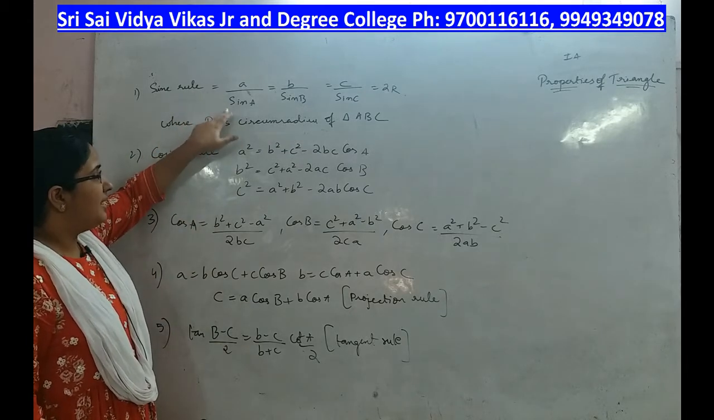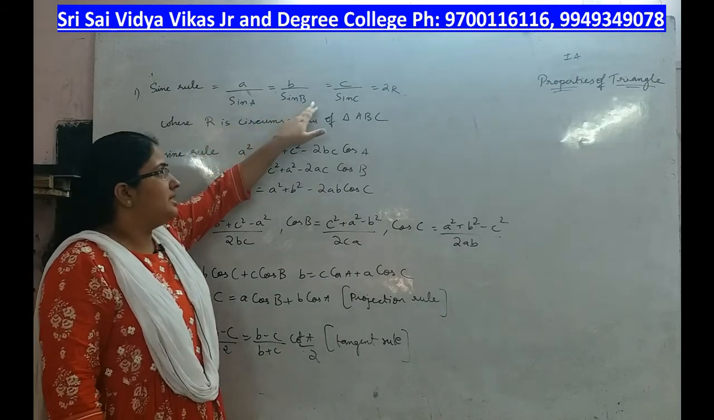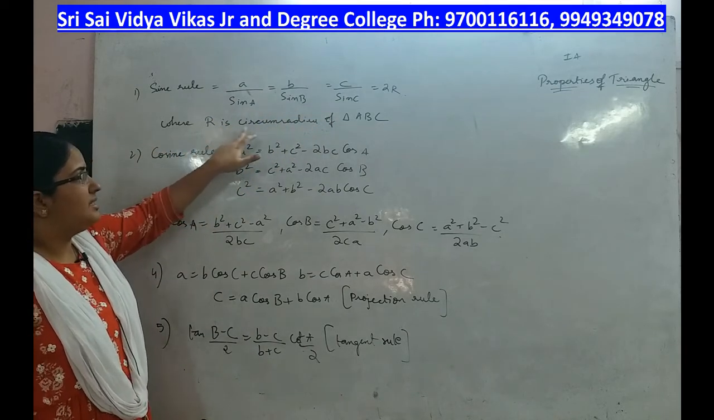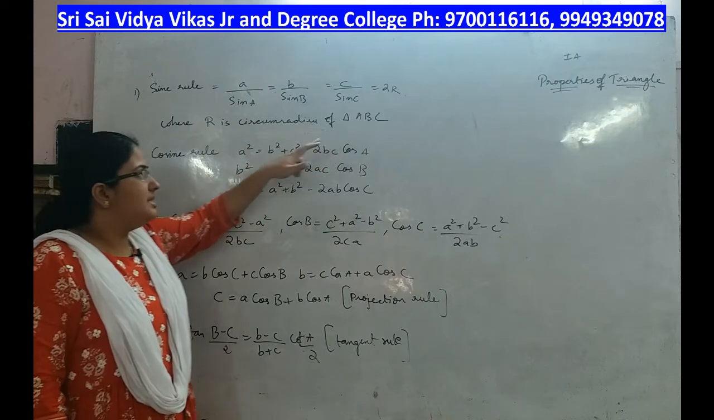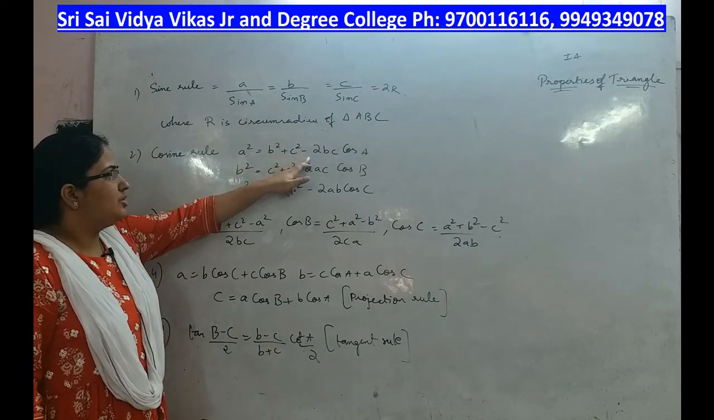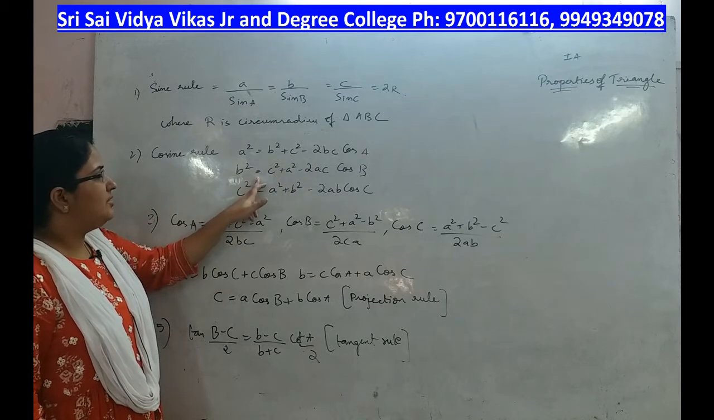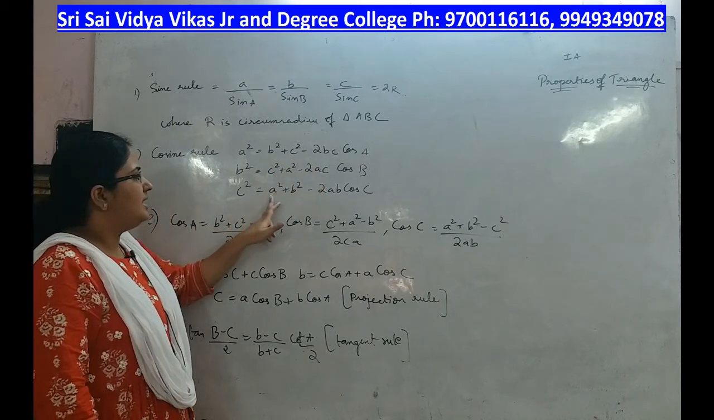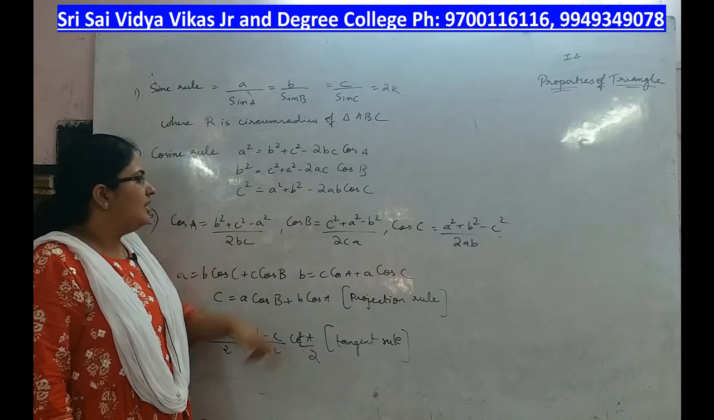Sine rule is nothing but a by sin A is equal to b by sin B is equal to c by sin C is equal to 2R, where R is the circumradius of triangle ABC. Cosine rule: a square is equal to b square plus c square minus 2bc cos A. b square is equal to c square plus a square minus 2ac cos B. c square is equal to a square plus b square minus 2ab cos C.